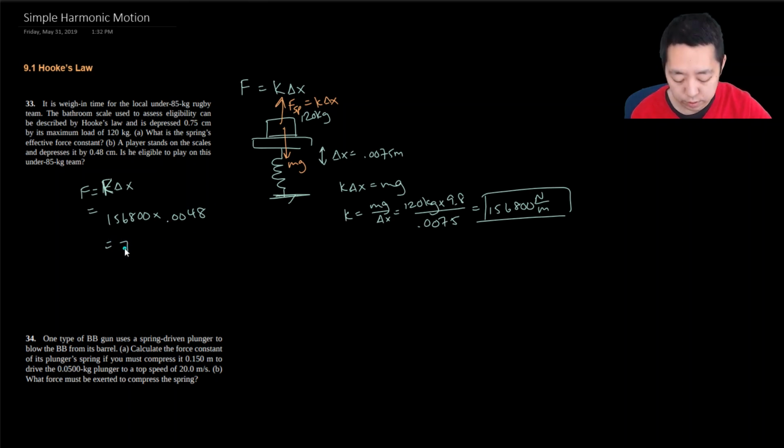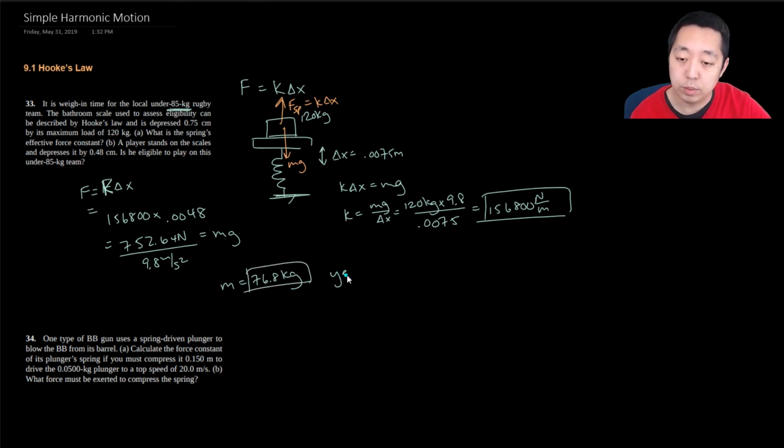I get 752.64 newtons. But the limit is 85 kilograms, so I have to divide this by 9.8 meters per second squared to get to mass, because this is equal to ma, or mg. So the m is 76.8 kilograms. And so, yes, he's eligible.